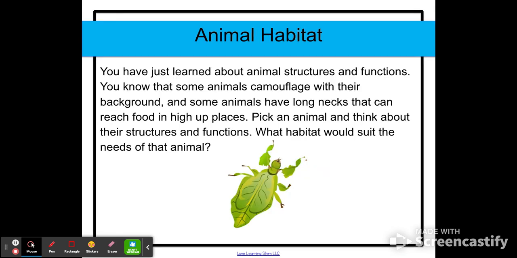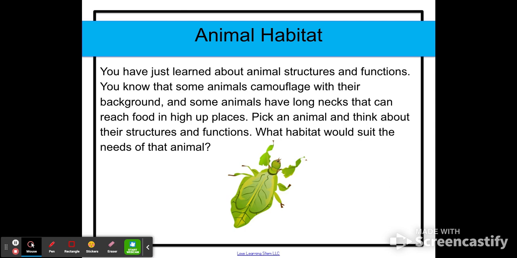For this specific project, you are going to continue on with the animal structures and functions unit. So you have learned about all of that, and now you have even learned about animal camouflage with their backgrounds, and some animals have long necks. So you've learned a lot about different animal structures and why they are the way they are.